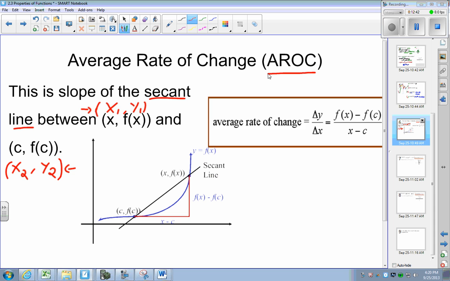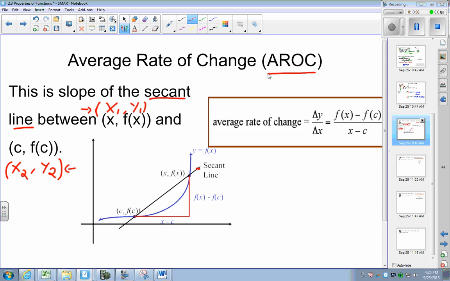But what is the secant line? We haven't seen this before. Well, the secant line is this line right here that connects both our point x, f of x and our point c, f of c. And that's our secant line. And the slope of the secant line represents the average rate of change between those 2 points.